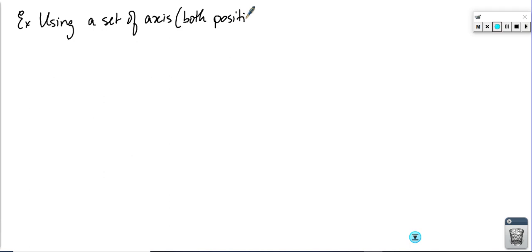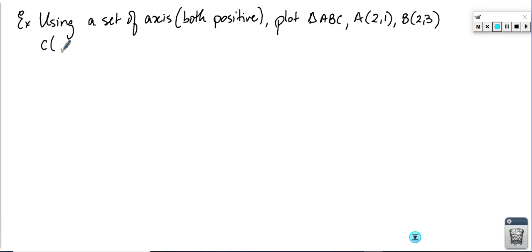So let's start with an example. For example, using a set of axes, both positive, plot triangle ABC having A the coordinate 2,1, B 2,3, and C 4,1.